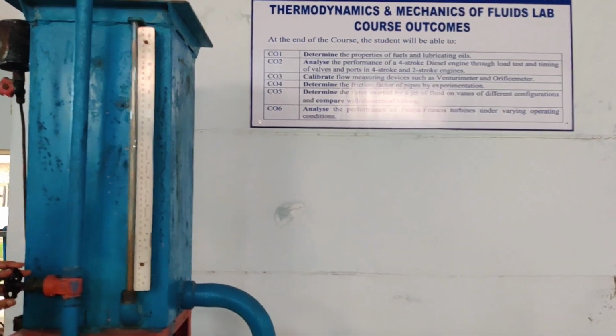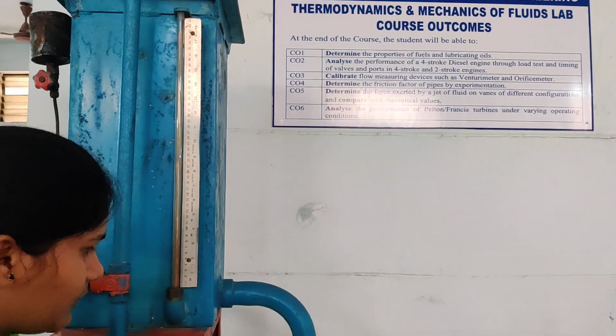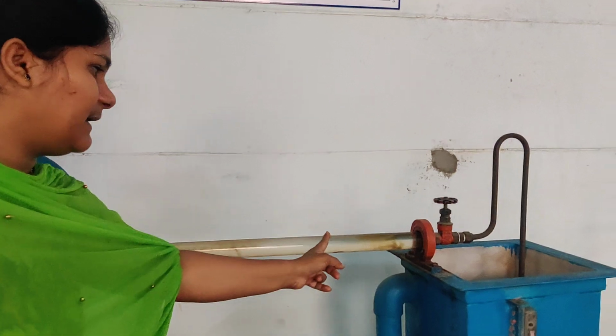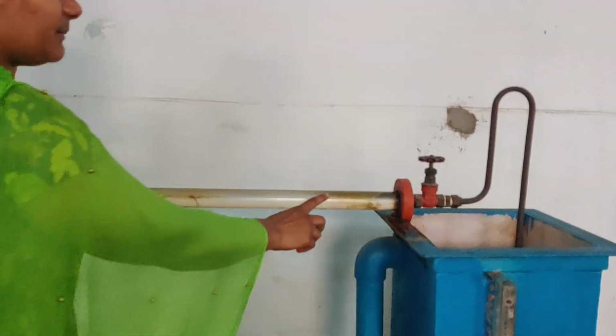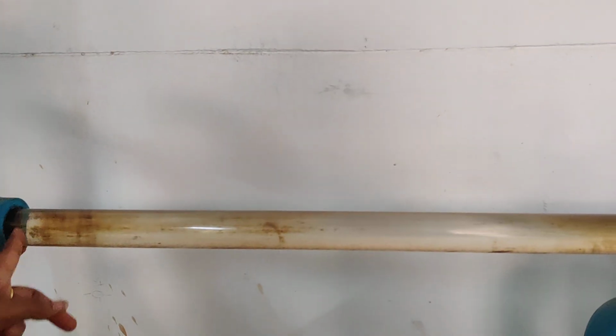For that, we will turn this valve by 2 rounds and then wait for 2 minutes. The water will flow through this pipeline, and the water which is flowing through the pipeline is collected in the collecting tank. If you observe, the pipeline is made of transparent material so that we can observe the flow.